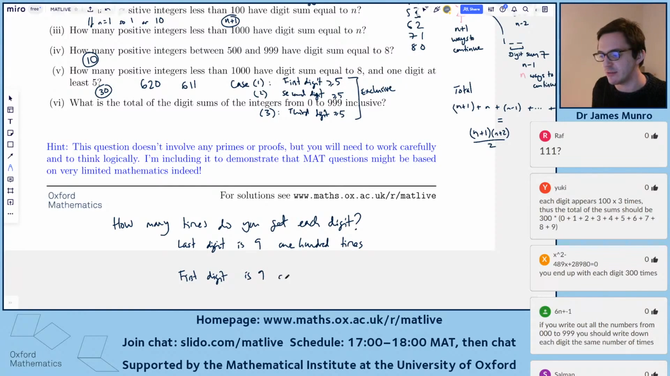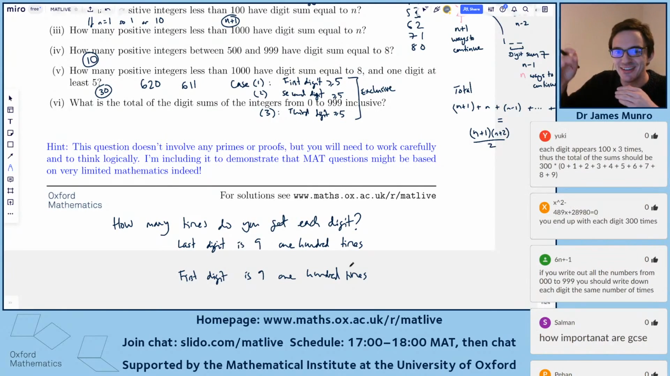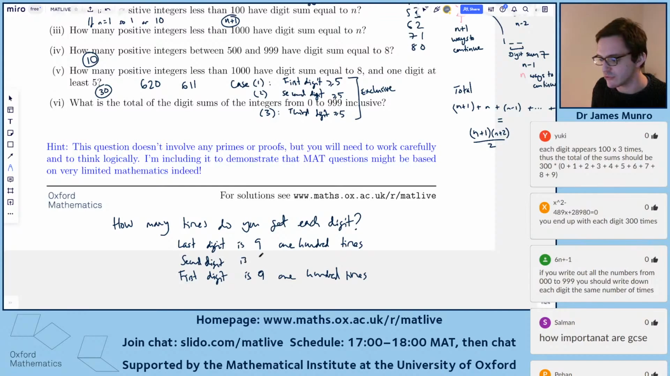The first digit is 9 100 times, and actually those all happen in a row. Right at the end, you go from 899 to 900, and then you hit 100 numbers in a row, 900 up to 999, 100 numbers in a row that all start with 9. And also in between, the second digit is also 9 100 times.